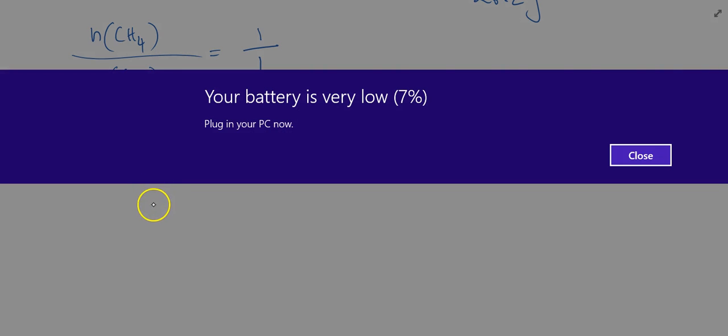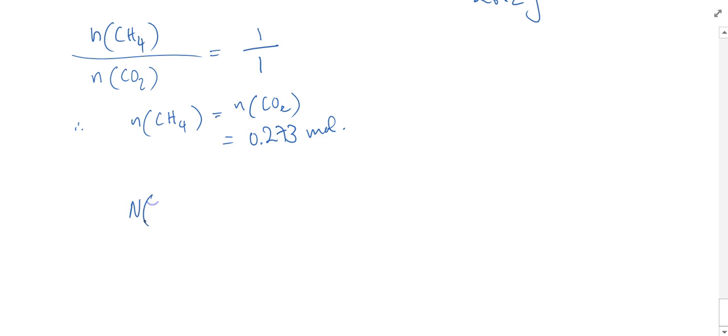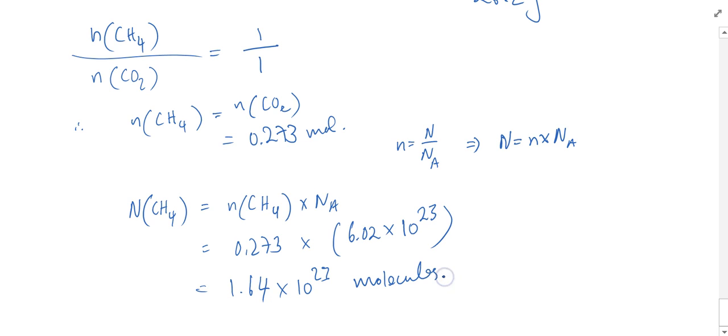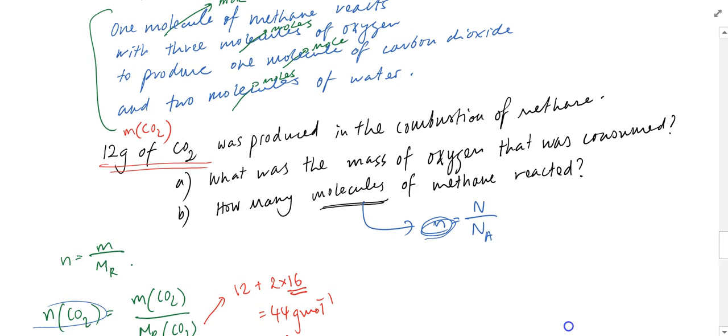If we want to work out the number of particles of methane, we use this equation here and we rearrange it for number of particles equals number of moles times Avogadro's constant. So number of moles of methane times Avogadro's constant: 0.273 moles times, Avogadro's constant is given on the formula sheet, but it's this, 6.02 times 10 to the 23. If we plug that into the calculator, we get 1.64 times 10 to the 23 molecules. This is how many molecules of methane reacted to produce that mass of carbon dioxide that was described at the beginning. Okay.